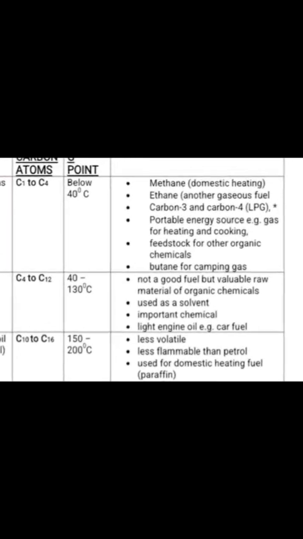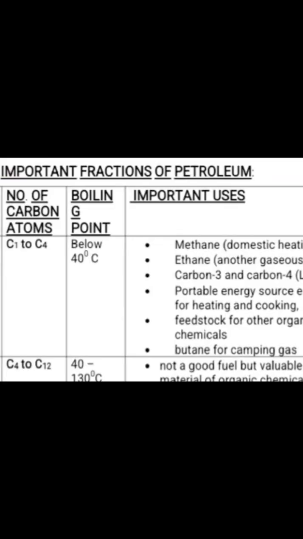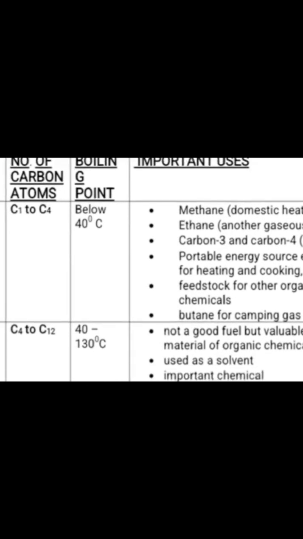Let us have a look at some of these different fractions. The first fraction is the refinery gas, which is collected below 40 degrees centigrade, almost 20. Methane is used for domestic heating. Ethane is also a gaseous fuel. Carbon 3 and carbon 4, meaning propane and butane, are LPG. They are a portable energy source and can be used in bottle gas. Butane is used as a camping gas.